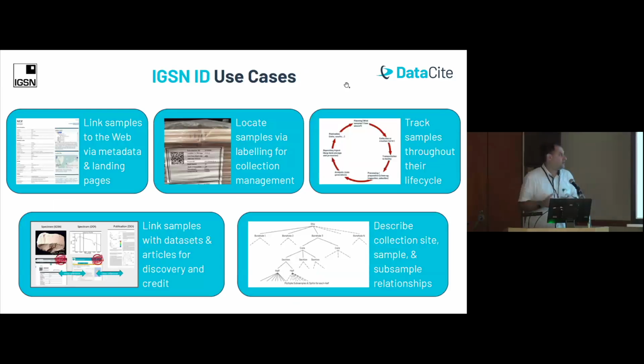What can you do with an IGSN ID? The big point, and this is where it comes in parallel with the DES, is that it links samples to the web via metadata and landing page. So we're talking about giving a digital presence for a physical object. And because it is a persistent identifier, it does all the things you'd expect with a persistent identifier. So we can link samples with datasets, articles for discovery and reuse.